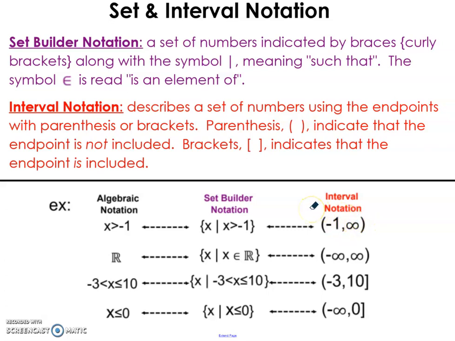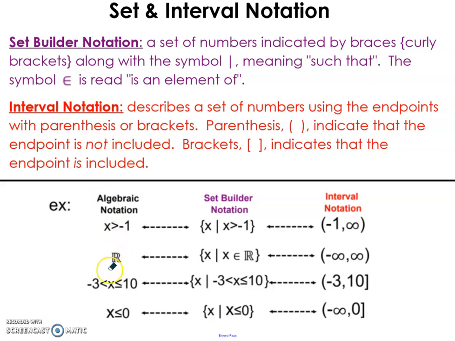That means that it's from -1 and everything to the right of that on the number line, or everything greater than -1. And infinity is always going to be using parentheses since it's more of like an idea and you can't actually reach it since it's not a number. So it will never include infinity.